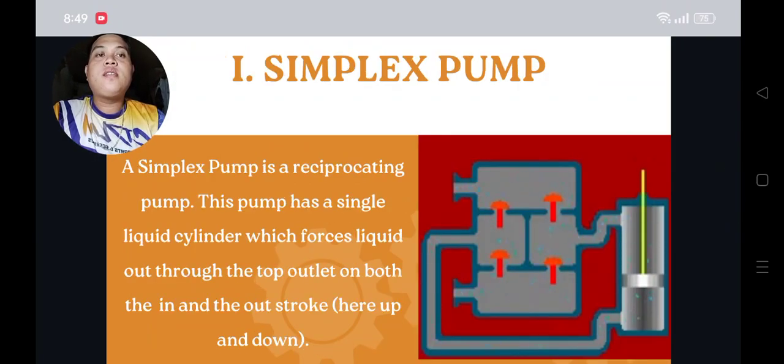First is the simplex pump. A simplex pump is a reciprocating pump. This pump has a single liquid cylinder which forces liquid through the top outlet on both the instroke and the outstroke, as you can see in the picture. The piston moves from up to down in single acting, push and pull.